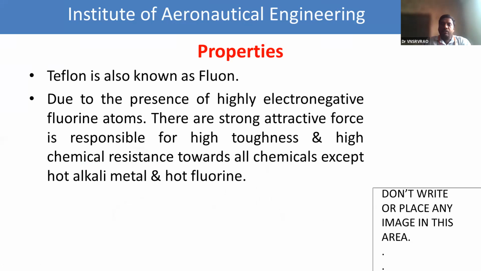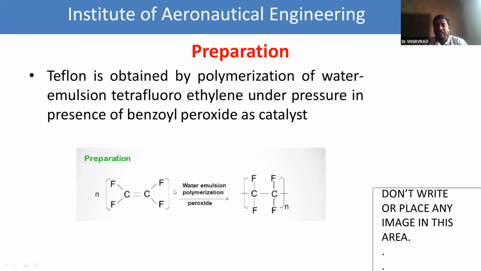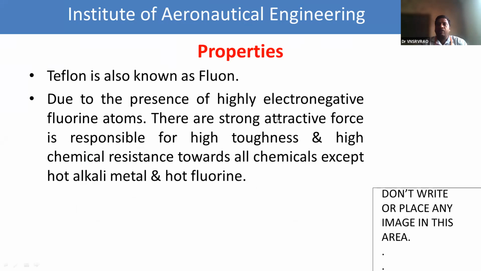The alternative name for Teflon is also important, that is Fluon. So Teflon is also known as Fluon. Due to the presence of highly electronegative fluorine atoms, already in the structure we observe the fluorine atom. Tell me, out of the entire periodic table, what is the most electronegative element? Fluorine. Very good. Fluorine is present in which group? 7th group. And what is the name of that group? Halogens. Very good. So the 7th group contains fluorine, chlorine, bromine, iodine, astatine.